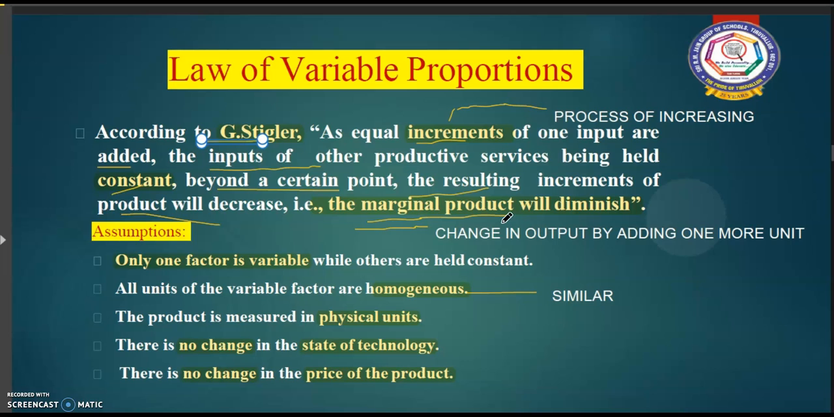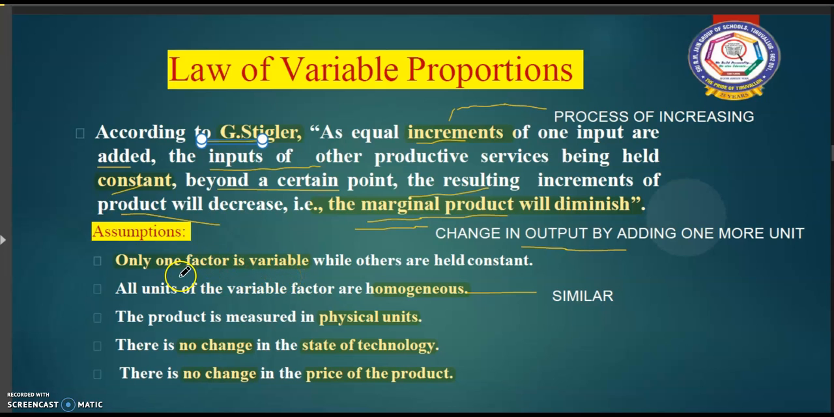So this law states that if all other factors are fixed and only one input is varied, the total output will increase at an increasing rate at first, and it will be constant at a point, and then it will start to decrease. At this stage, marginal product will become negative at last. It will start to diminish. Next, what is meant by marginal product? Change in output by adding one more unit.